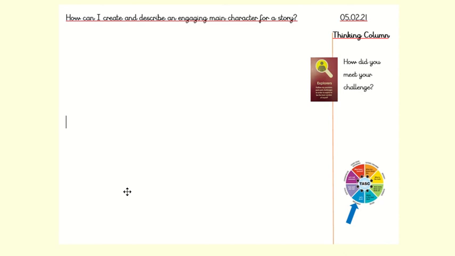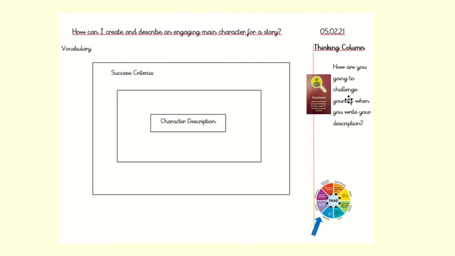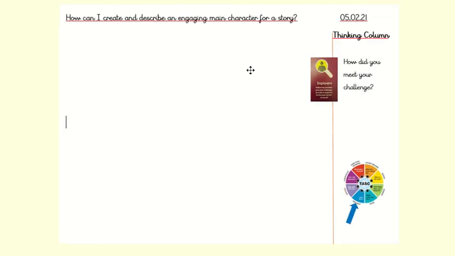Don't forget to use your success criteria. I will expect to see some evidence of expanded noun phrases, and for those who are challenging themselves, some show and tell examples. When you have finished your description, don't forget to complete your thinking column. When you created your success criteria, you told me how you were going to challenge yourself. So now you've written your description, how did you meet your challenge? You'll need to write a short sentence to tell me.